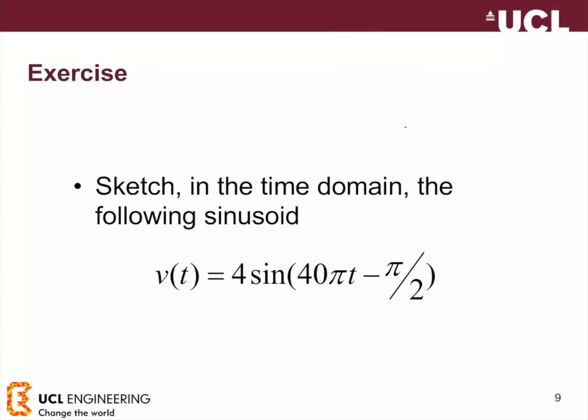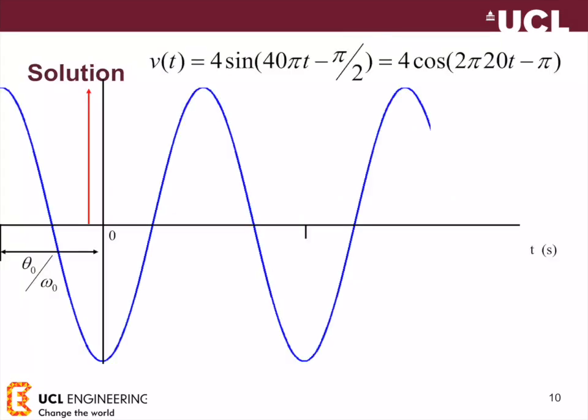So I left you with this example. Plot out this particular sinusoid function in the time domain. If we do that, what we'll see is that we have a sine wave that is shifted. We can tell the shift because of this minus pi by 2.